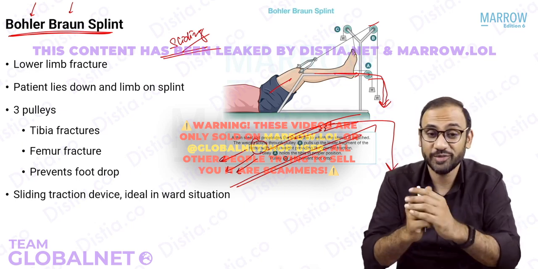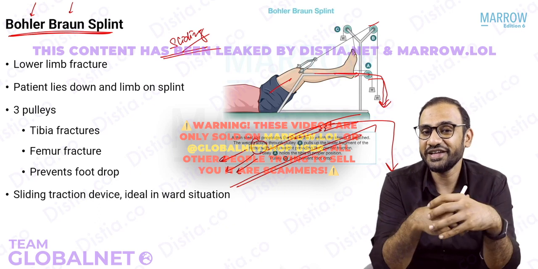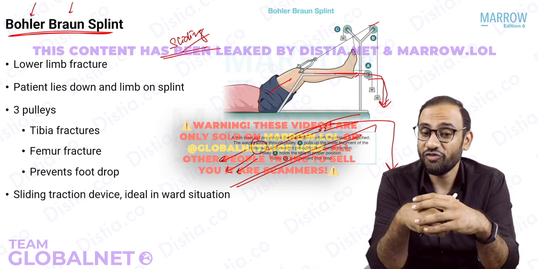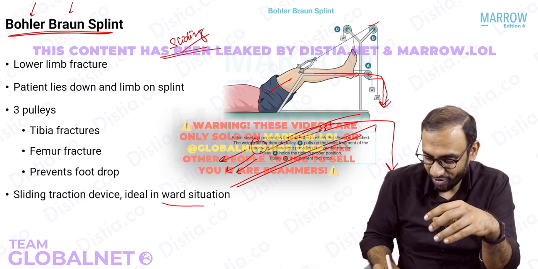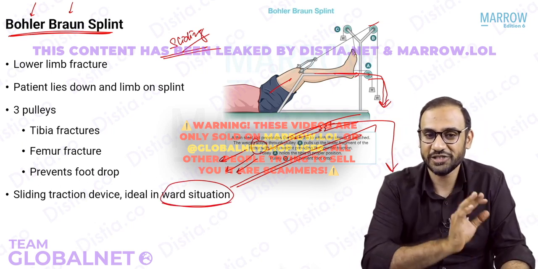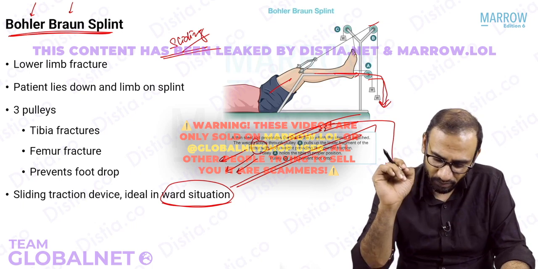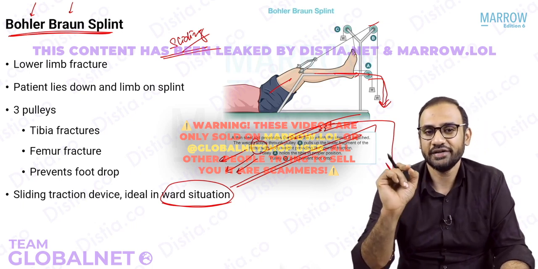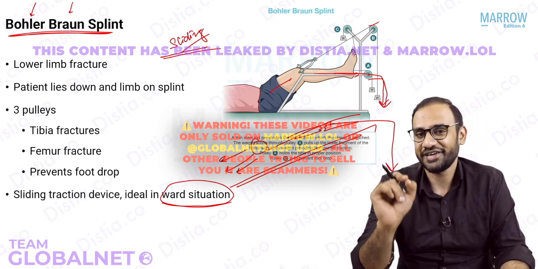No. The patient has to be moved with the bed. So this is not a very mobile device. So this is used in a ward setting. It's usually in a ward setting, whereas Thomas splint was used in a war setting. Okay? Thomas splint is a fixed reduction device. Bowler and Brown splint is a sliding reduction or a balanced traction device.